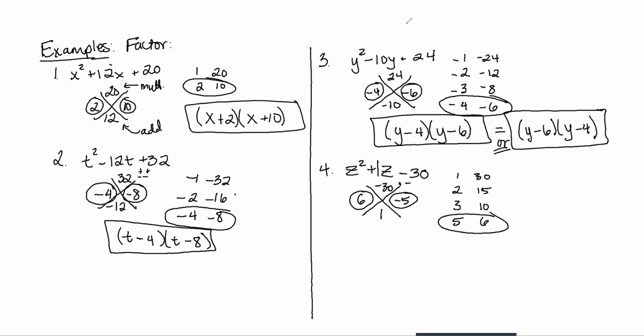Okay, now let's go ahead and factor this. We've got z plus 6 and z minus 5.